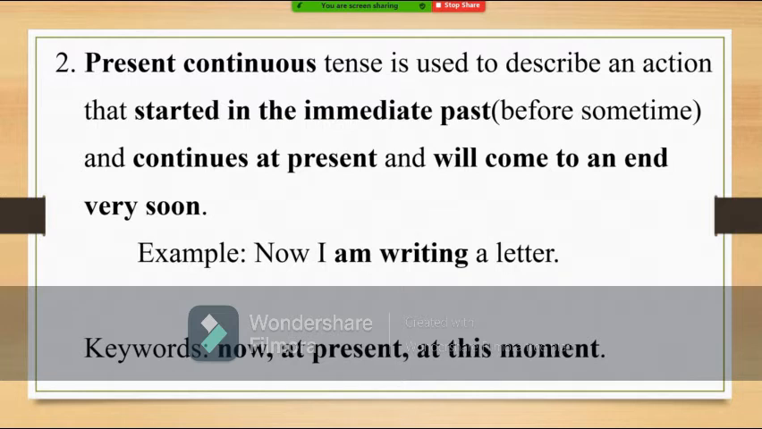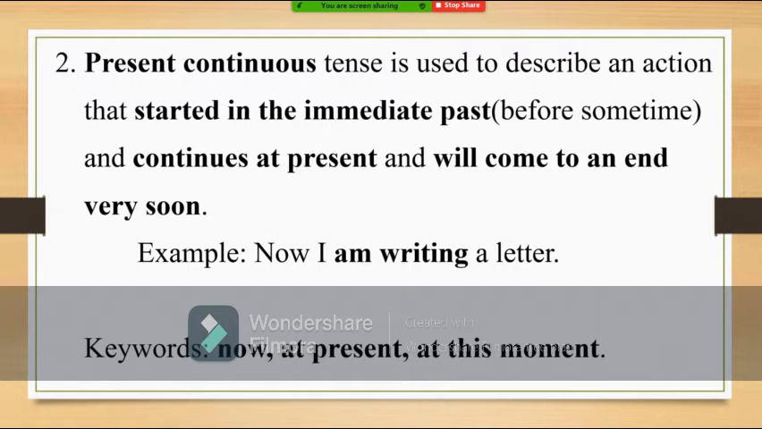Now I am writing a letter means what I am doing now. I am writing a letter. Now the action writing is going on. When will it come to an end? It will come to an end very soon. So for this situation, we have to use present continuous tense.